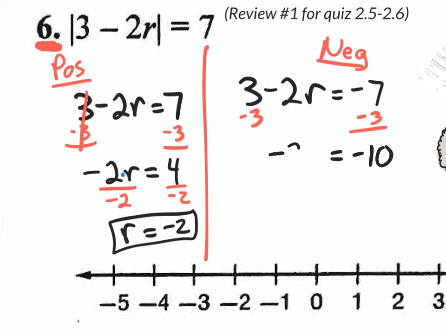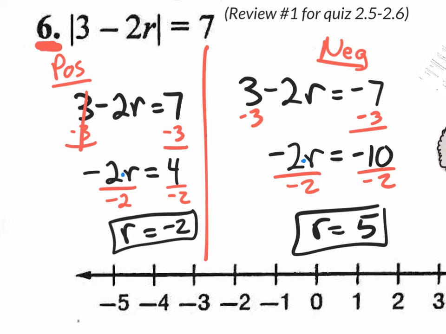We have a negative 2r equaling negative 10. That's really saying negative 2 times r, so we're going to divide by that negative 2 to get rid of the multiplication of negative 2. And we do to one side, to do to the other side. So you have r equaling 5. Positive 5, because a negative divided by a negative is a positive.